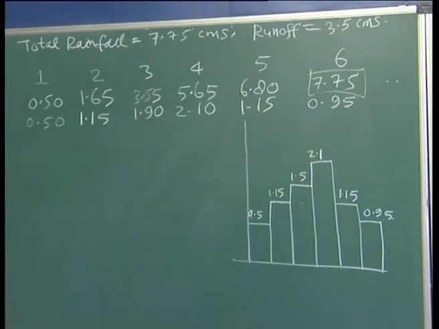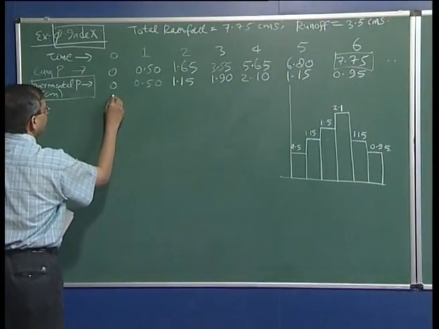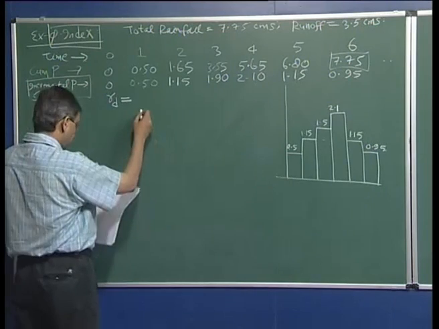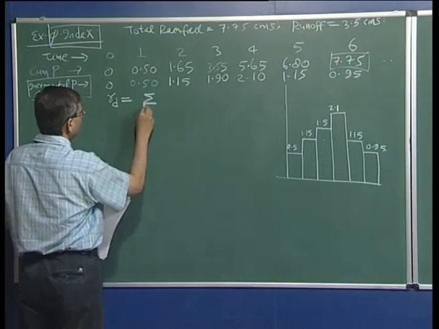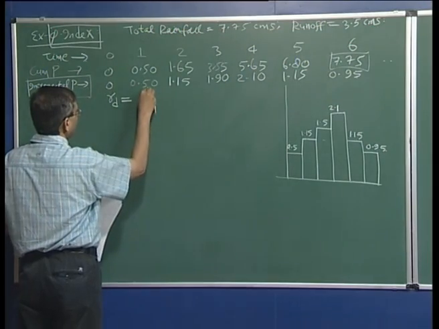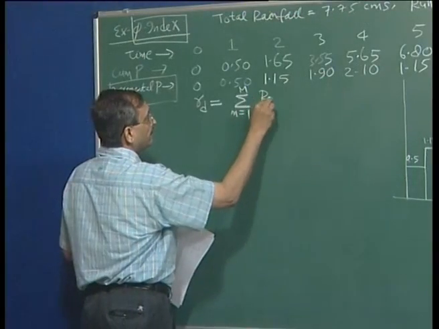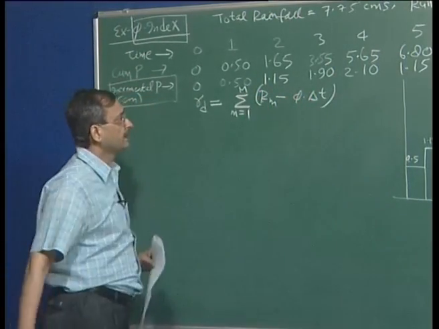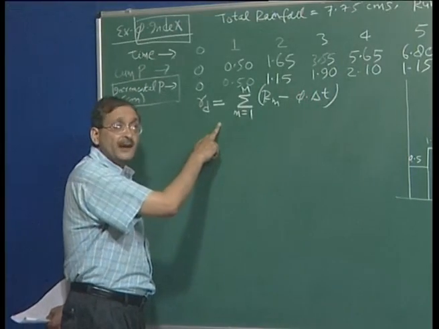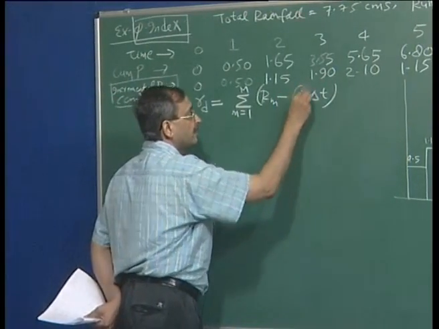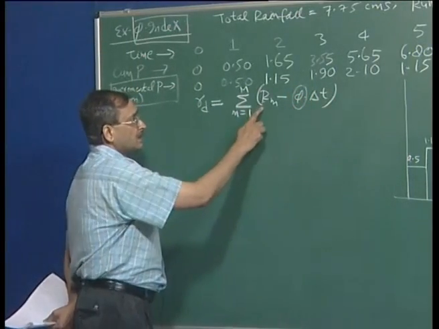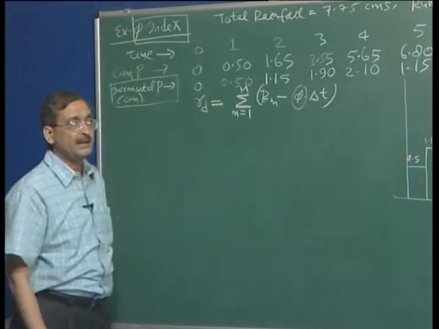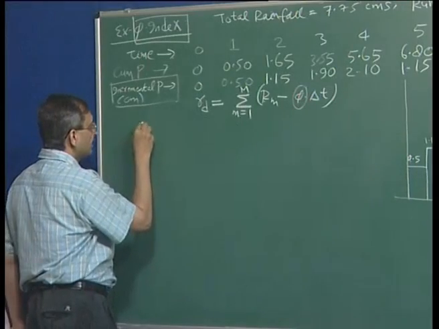What is the formula for calculating the phi index? Well, we had looked at it in the last class. It is R_D equals the summation of m going from 1 to capital M of (R_m minus phi) delta t. This is the equation from which we can find the phi index, this particular variable. This summation is running from small m from 1 to capital M, and in the last class we had said, what is this capital M?